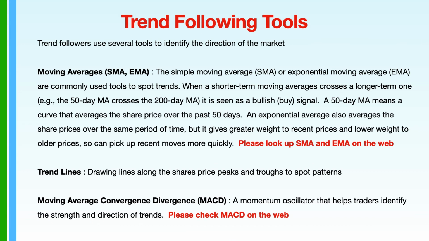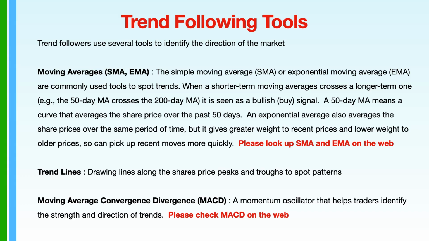Trend followers use several tools to identify the direction of the market. Moving averages is one of them. There can be the simple moving average, or SMA, or an exponential moving average, which is called EMA. When a shorter-term moving average crosses a longer-term one, for example, a 50-day moving average crosses a 200-day moving average, it is seen as a bullish or buy signal. A 50-day moving average means a curve that averages the share price over the past 50 days.